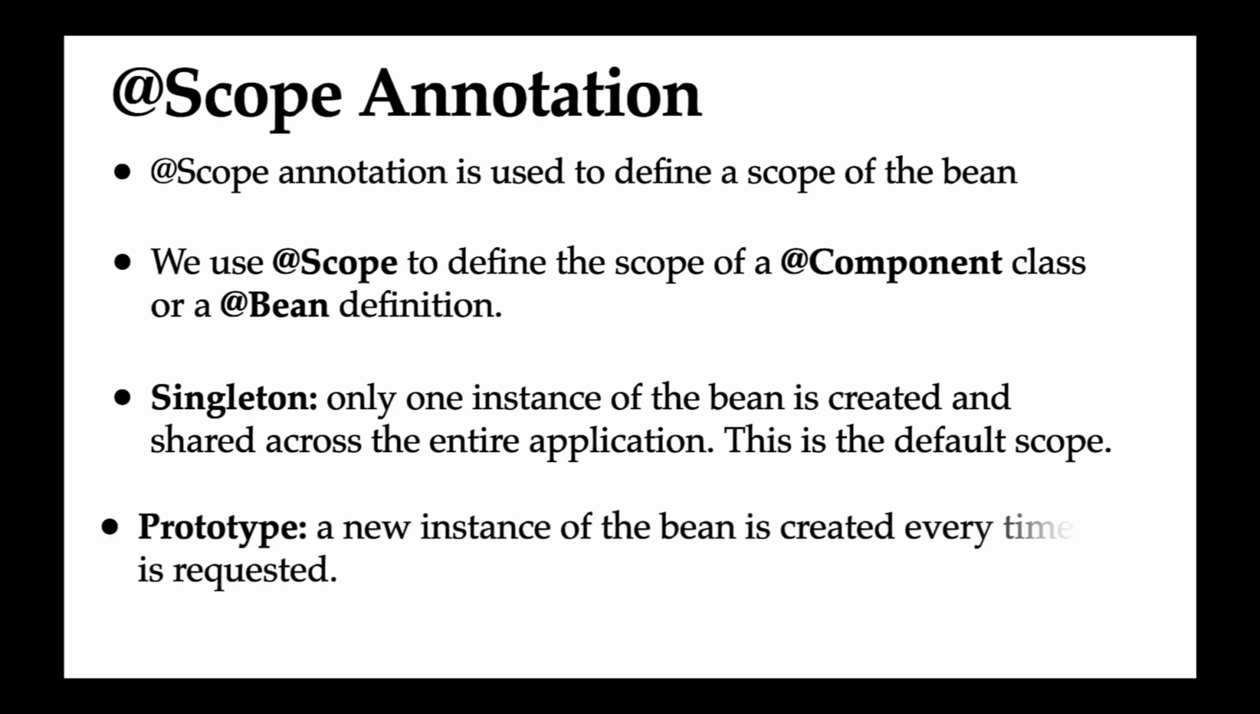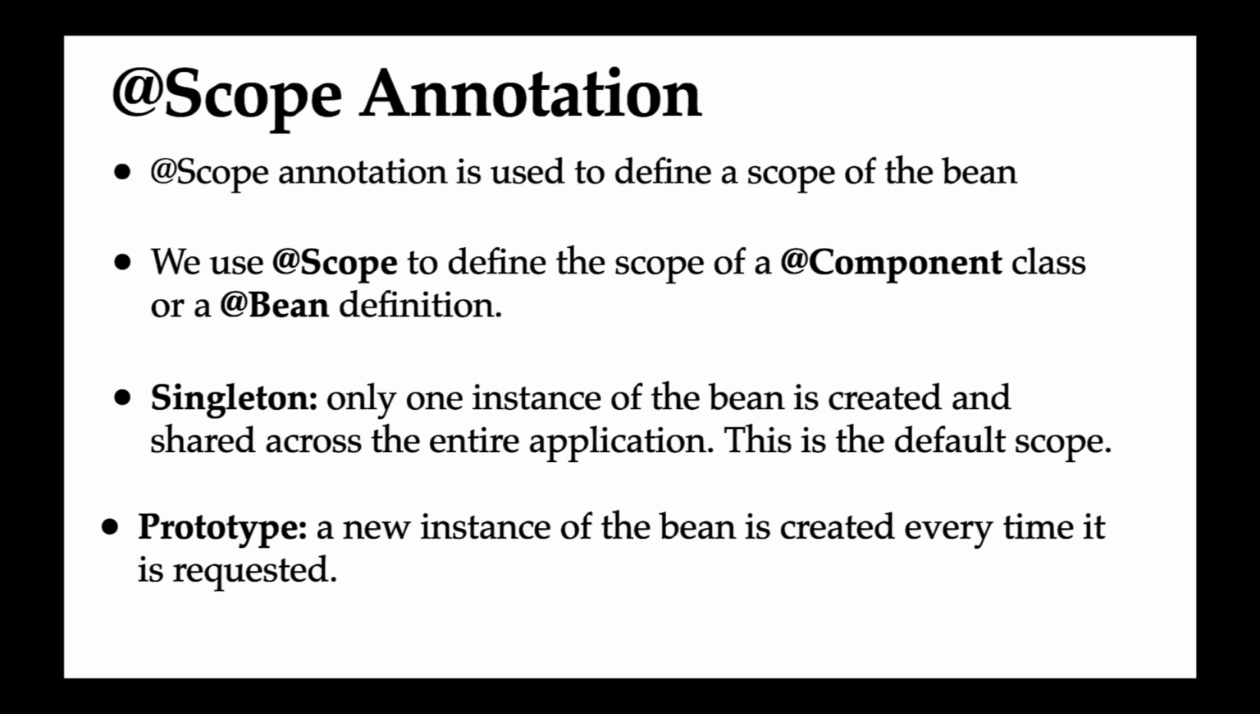Okay, next, prototype. Well, in case of prototype scope, a new instance of the bean is created every time it is requested. It doesn't matter how many times you request the Spring bean, Spring container will create a new instance for each and every request. But in case of singleton scope, only one instance of the bean is created and it is shared across the entire application. It means it doesn't matter how many times you request a Spring bean from the application context, the application context will return the same instance of the bean each and every time. Alright, so this is the difference between singleton and prototype scopes.